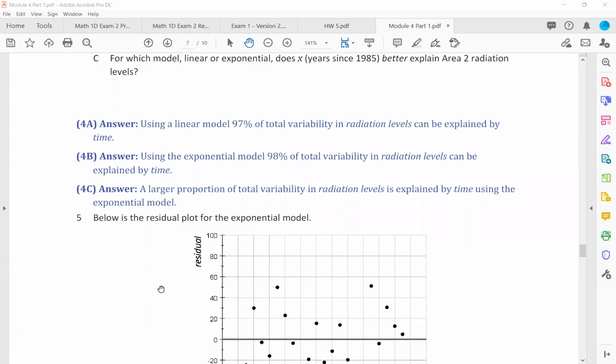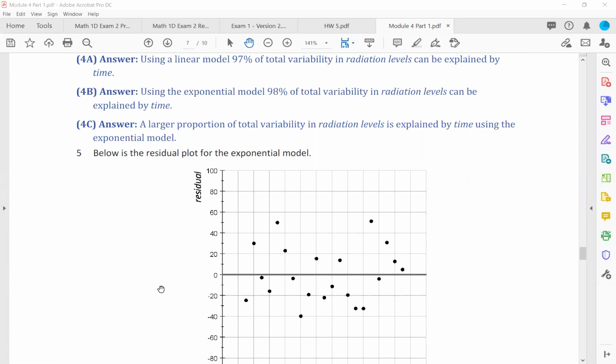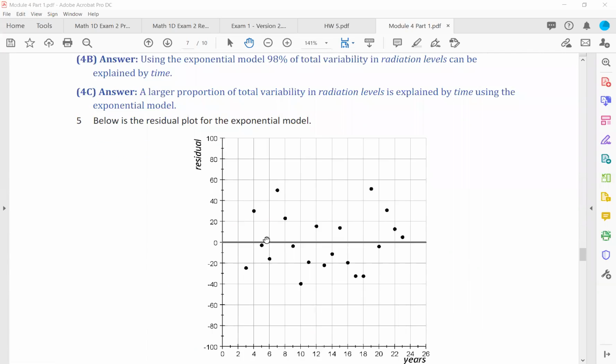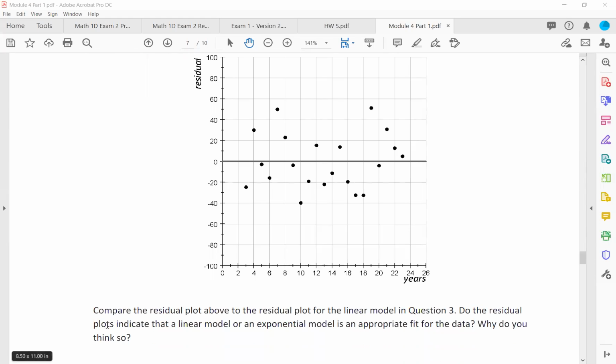For number 5, we can take a look at the residual plot for the exponential model. As you can see, it's very scattered. Compare the residual plot above to the residual plot for the linear model in the previous question. Do the residual plots indicate that a linear model or an exponential model is an appropriate fit for the data? Why do you think so?